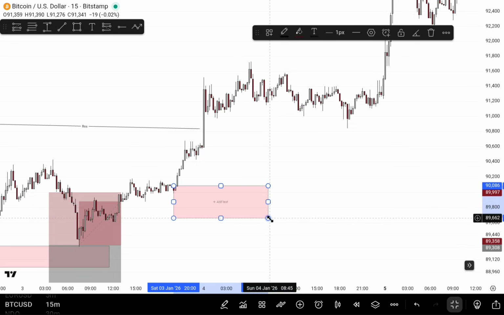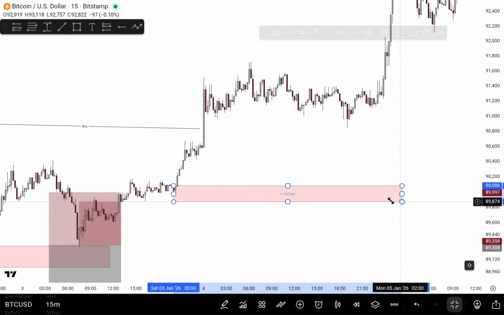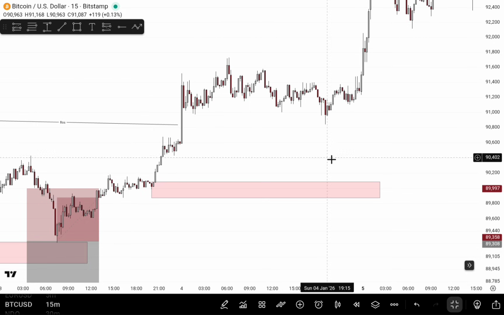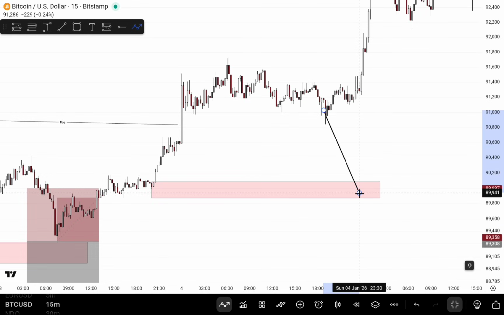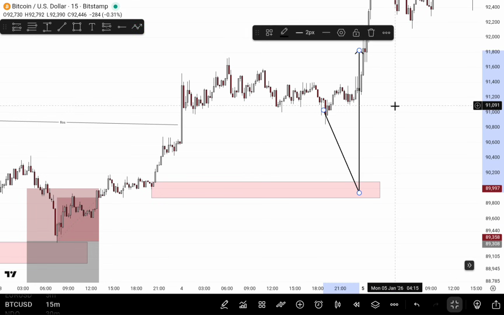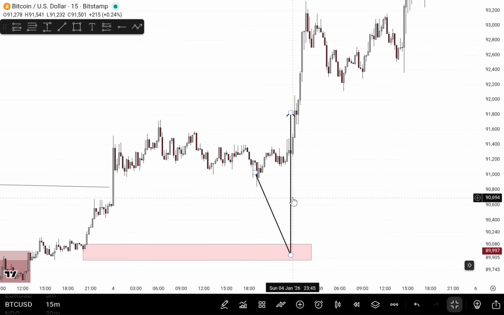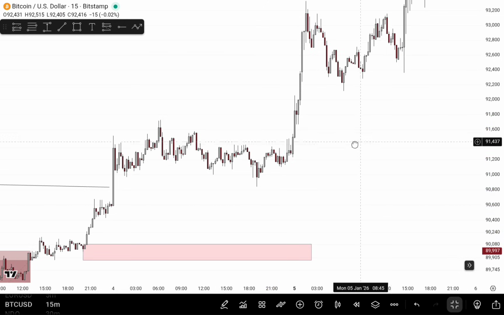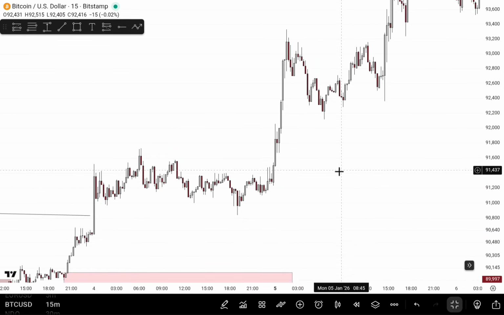So price now returns back to that order block at this spot. We expected price to return back to this order block to take a move to the upside, but price will not return back to that order block. But I need you to just be fine with this. This is how the market works sometimes.